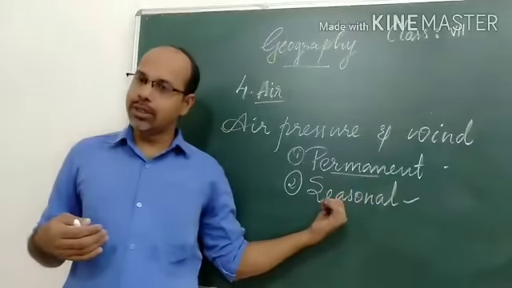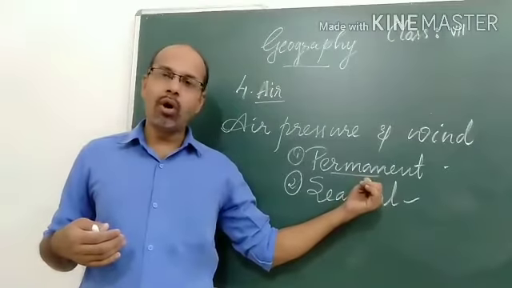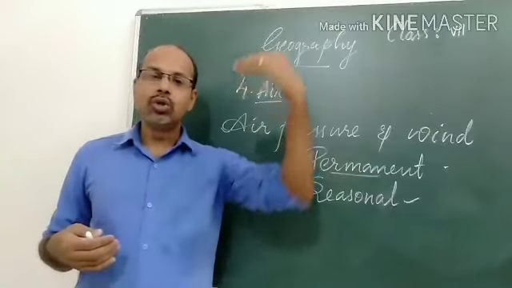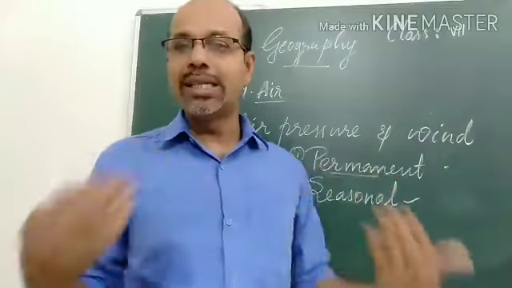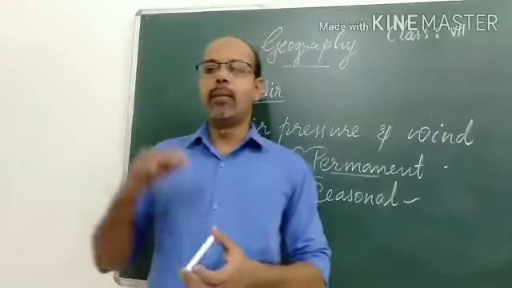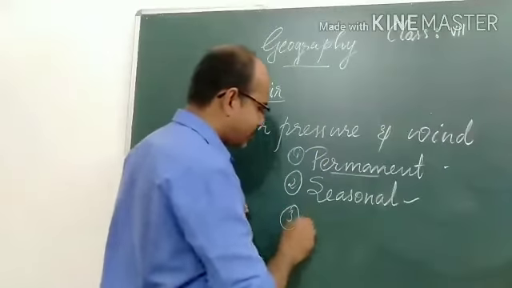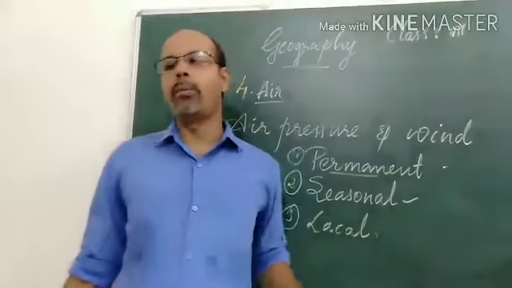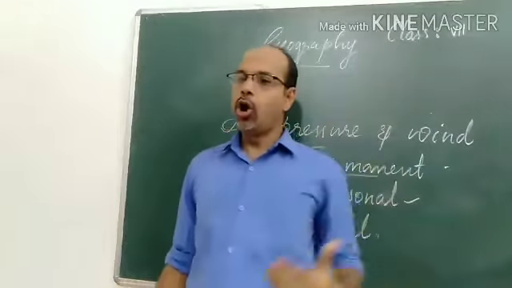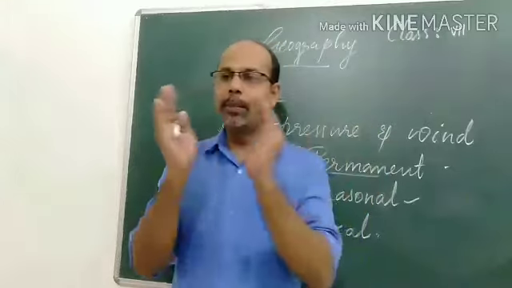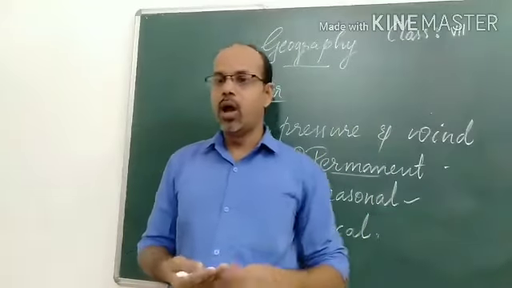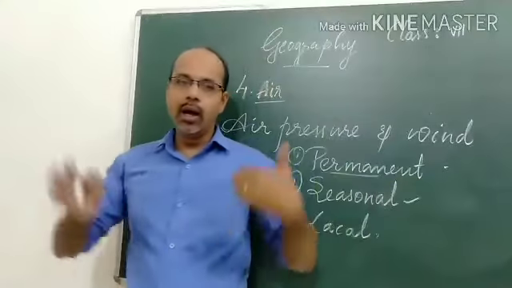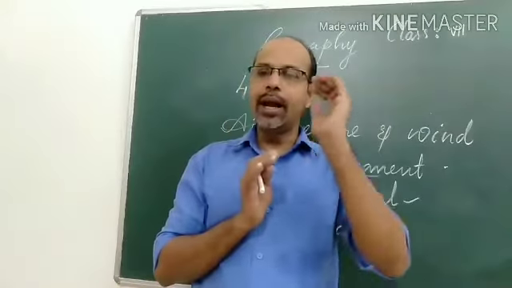Permanent winds are fixed winds that blow permanently all through the year in a particular direction. Seasonal winds blow according to the seasons. Why? When the season changes, they also change. And the third one is local winds. Local itself means it blows only in a smaller or particular area. These local winds blow only in a particular period of the day or year in a small area, not all over India or all through the world. It blows in a particular area locally.